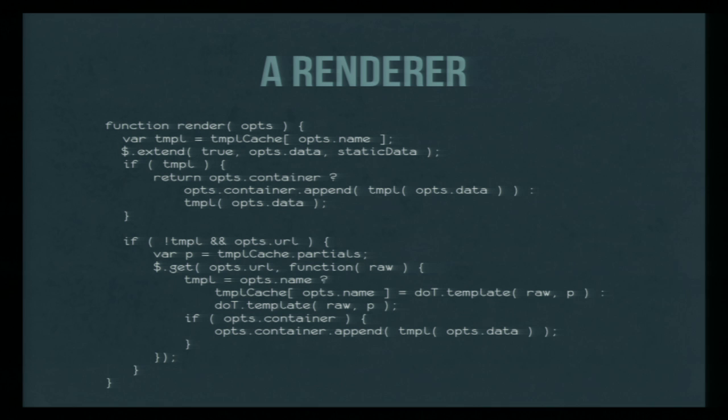If you spot them, you should pat yourself on the back. But let's walk through it real quickly. So basically, what we're going to do is request a template from a cache using a name that we've given it. And then we're going to take the data that we were passed in, extend it with some sort of static data.